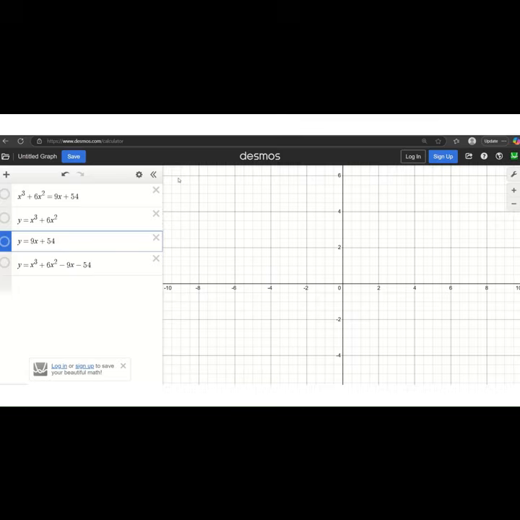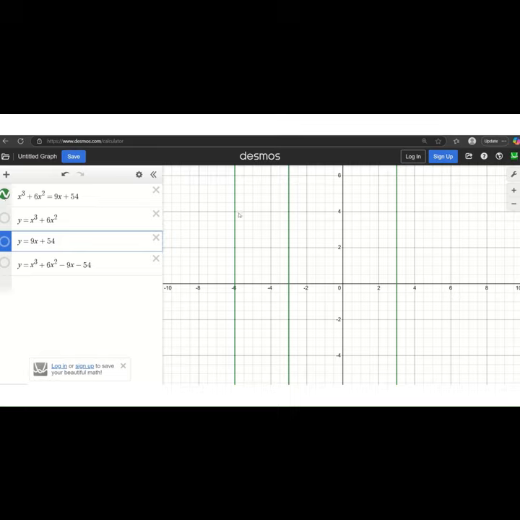In this video, we're going to explore the different options you have for solving equations on Desmos. The equation we are going to be solving is x to the third plus 6x squared equals 9x plus 54. And one of your options is to just dump it into Desmos as is. So I'll go ahead and enable that.